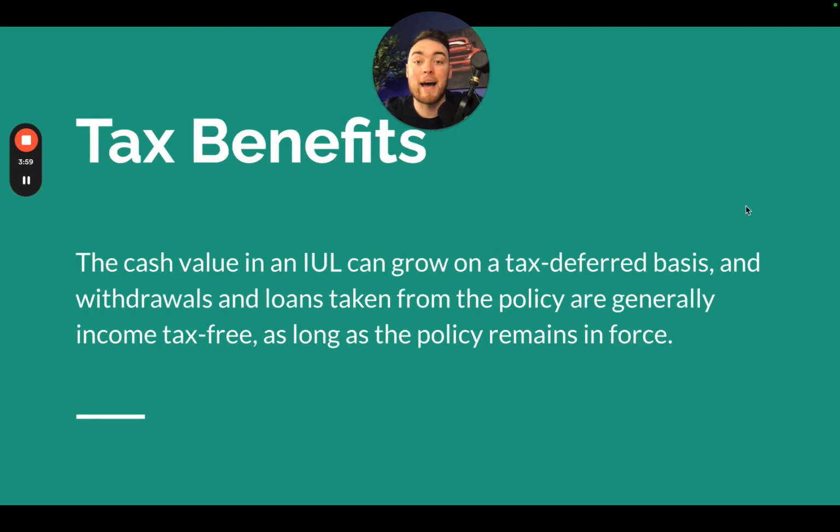Then we have the tax benefits. These are huge. The cash value in an IUL can grow on a tax-deferred basis, and withdrawals and loans taken from the policy are generally income tax-free as long as the policy remains in force, right? So what is this basically saying? Well, there are three main tax codes associated with IUL. Tax code 7702 allows you to access your money at any age tax-free and penalty-free from the IUL. Tax code 72E allows the money inside of the IUL to earn interest tax-free. And tax code 101A allows the beneficiaries to receive your death benefit tax-free, which is huge.